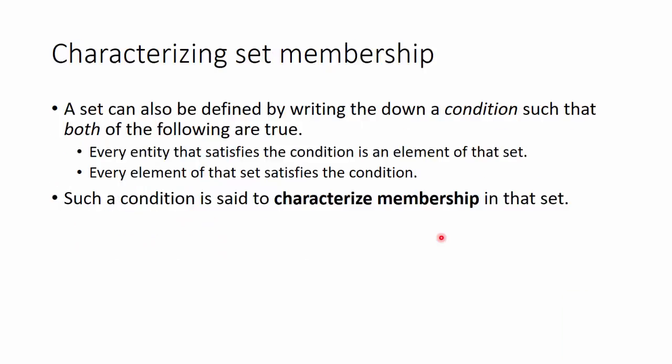The second way to define a set is by characterizing set membership. This means that a set can be defined by writing down a condition such that both of the following are true. Every entity that satisfies the condition is an element of the set, and at the same time, every element of that set satisfies the condition. Such a condition is said to characterize membership in that set.